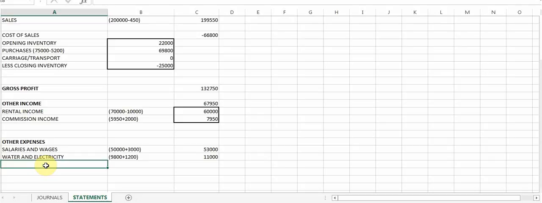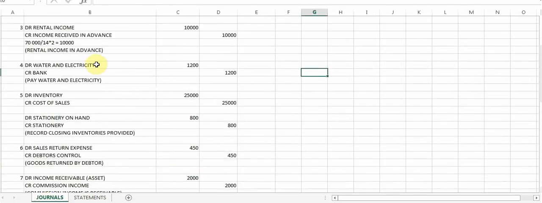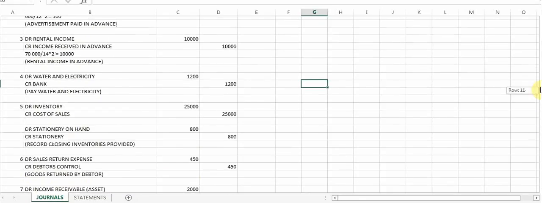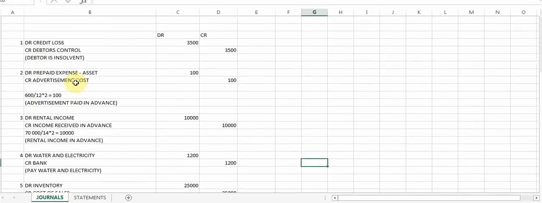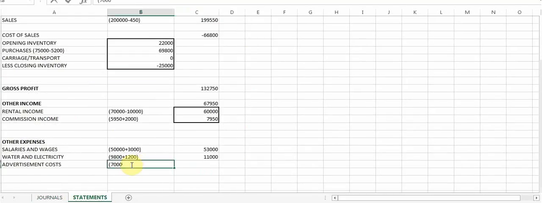The next one that I see is advertisement costs, and there's also an adjustment to it. So for the advertisement costs, I see that it's 7,000 Rand given to me. But if I go to my journals, I did have an entry for advertisement costs somewhere. There, I had to decrease it by 100 Rand because it was prepaid. So I'm going to say minus 100 Rand, which will give you 6,900.